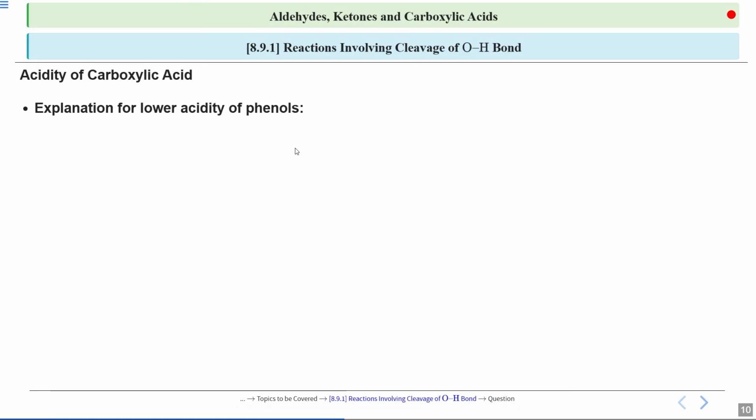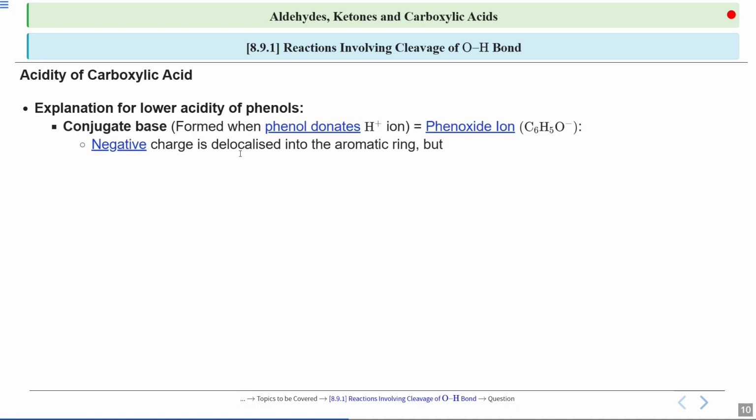Now, if we talk about phenols, earlier we looked at the carboxylic acid. Now we will see the lower acidity of phenols. When phenols donate a hydrogen ion, they form a conjugate base, which is a phenoxide ion, C6H5O minus. Now the ion has a negative charge that is spread out into the aromatic ring. We will see that oxygen has a negative charge and this is spread out in the aromatic ring.